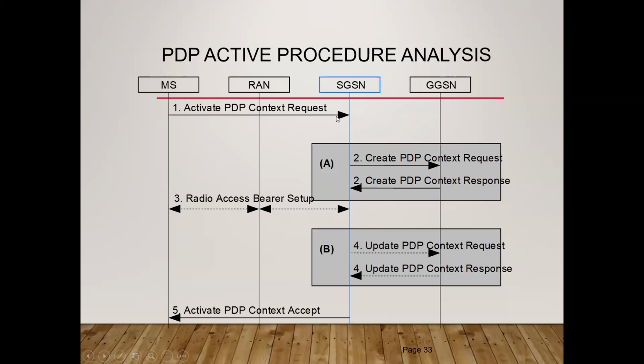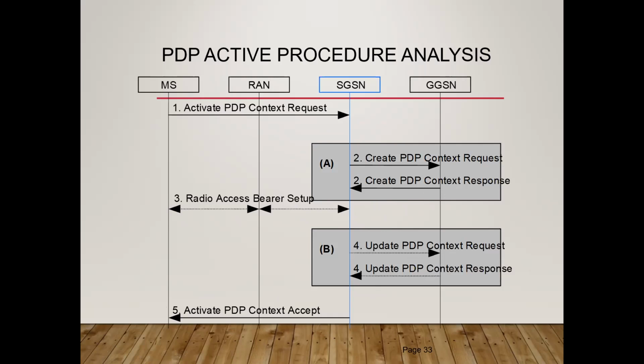Then we can see the end to end: once you get the create response, what happens here, and then what happens here. So we're just covering this part. What is happening here? Attach request, then internally the DNS communication, then you send a create PDP context request, create PDP context response, then your RAB assignment request, RAB assignment response, then update PDP request, update PDP response, and activate PDP context accept.